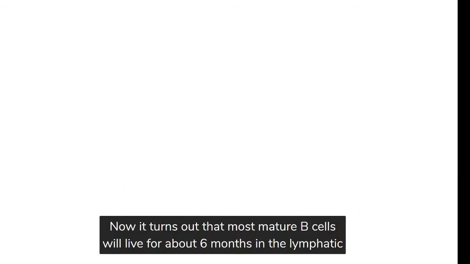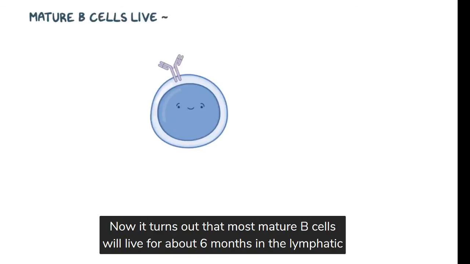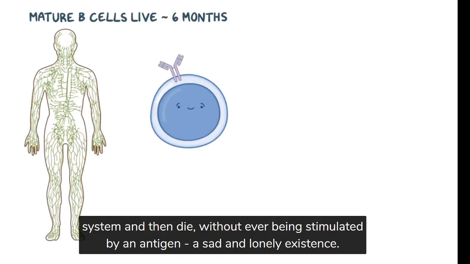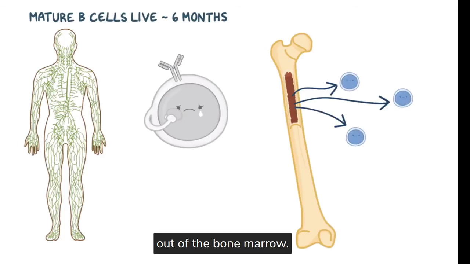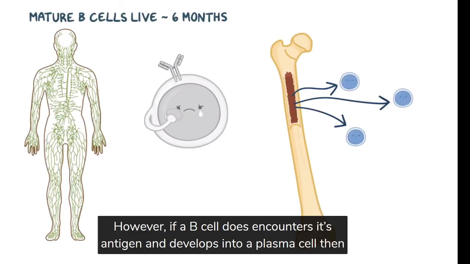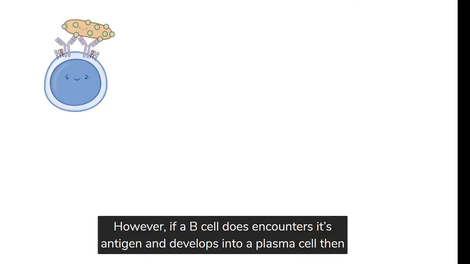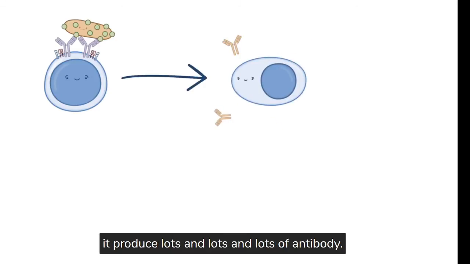Now, it turns out that most mature B cells will live for about 6 months in the lymphatic system and then die, without ever being stimulated by an antigen. A sad and lonely existence. To replace the dying cells, there's a plentiful supply of fresh, new mature B cells coming out of the bone marrow. However, if the B cell does encounter an antigen and develops into a plasma cell, then it produces lots and lots of antibody.